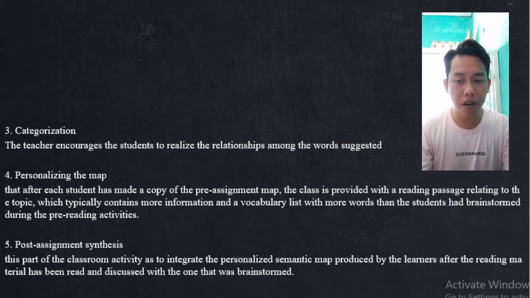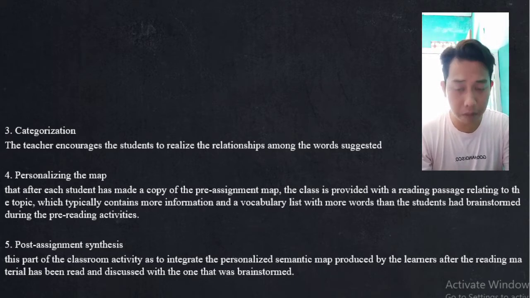Next, point 4 about personalizing the map. In personalizing the map, the students start to read the text. Through reading, they will decide to add or eliminate information that they have written in the pre-reading activity. The students try to include all information from the text.